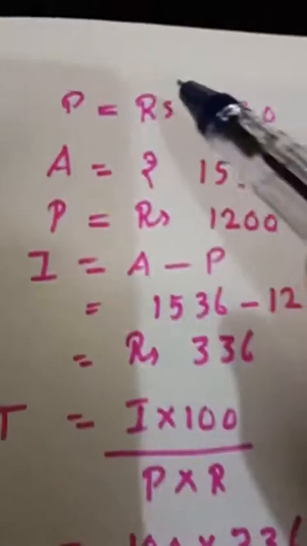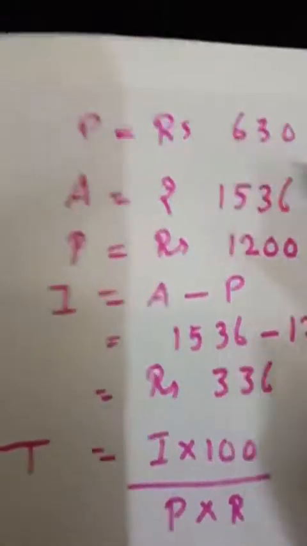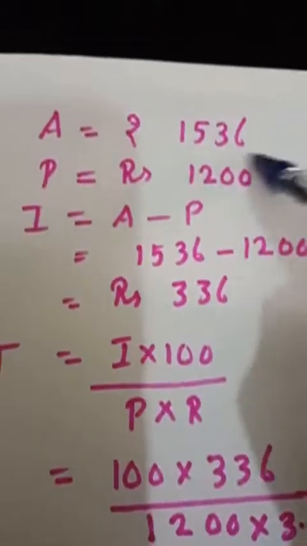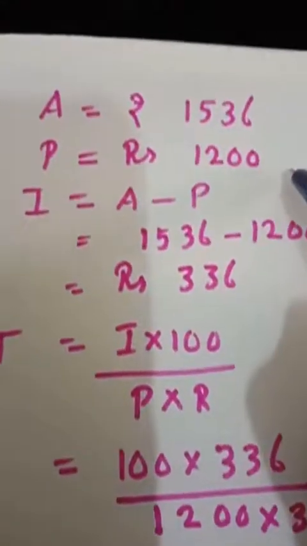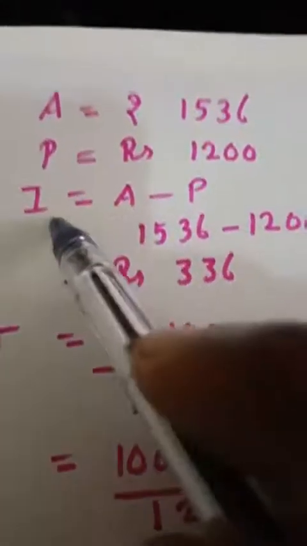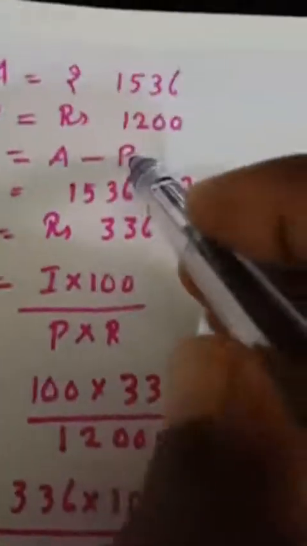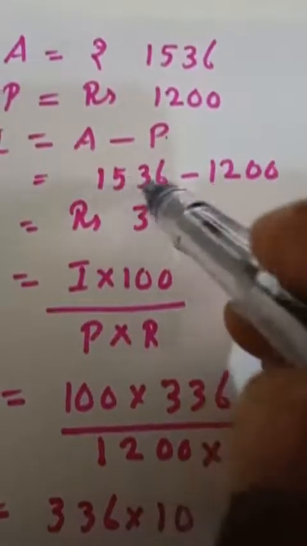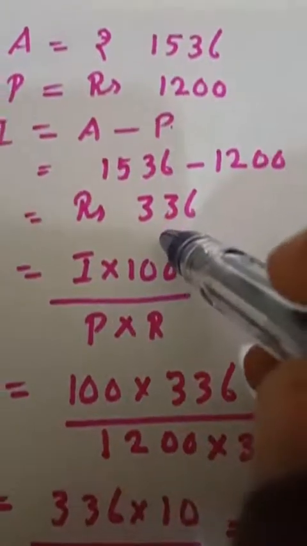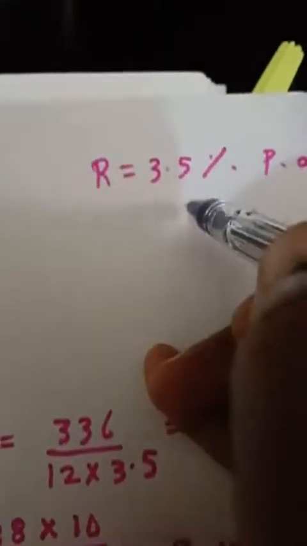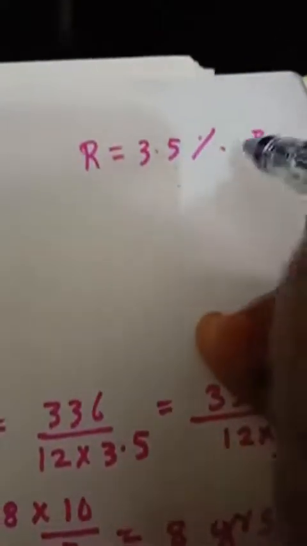See, amount is 1536, principal is 1200. Interest we don't know, but we know the formula: amount is equal to principal plus interest. So interest is amount minus principal, that is 1536 minus 1200, which is 336. Rate of interest is 3.5% per year, 3.5% per annum. Year means annum.